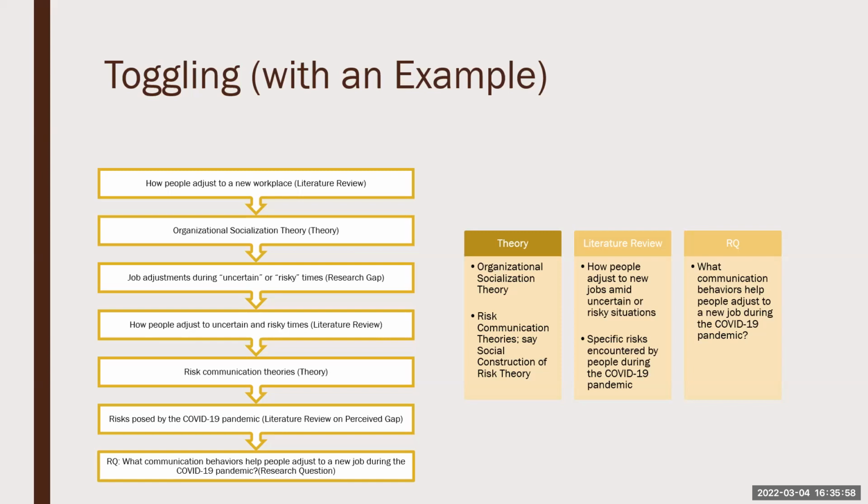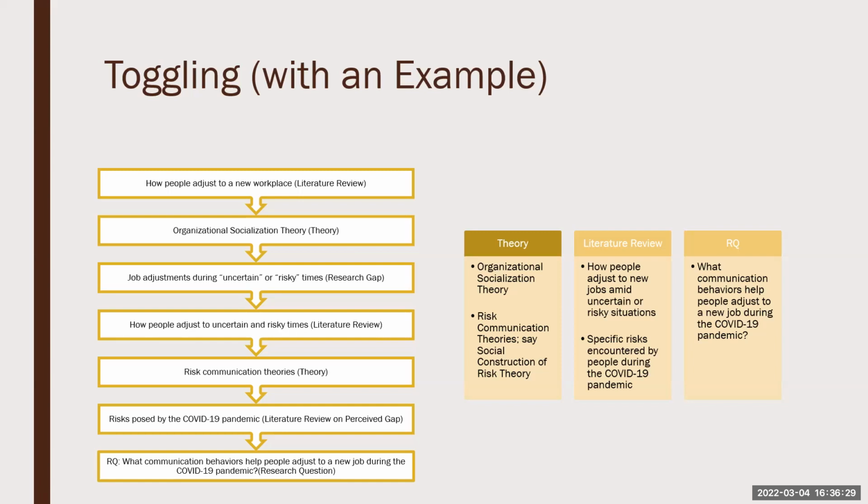As you finish this section on theory, the next section will be about the literature review. So you want to talk about the context. What are the different kinds of risks that people are encountering, and how might this affect socialization or adjustment to new jobs? And so your literature review section often comes after theory. Sometimes in some papers, literature review precedes theory, but in this case, let's go with theory and then literature review.